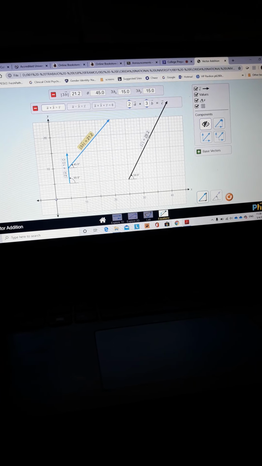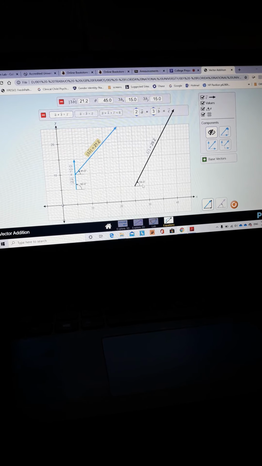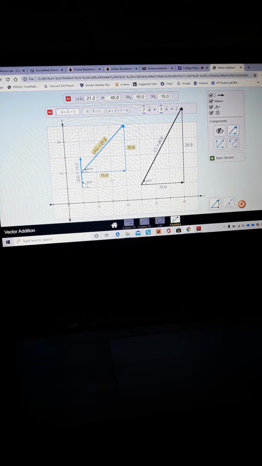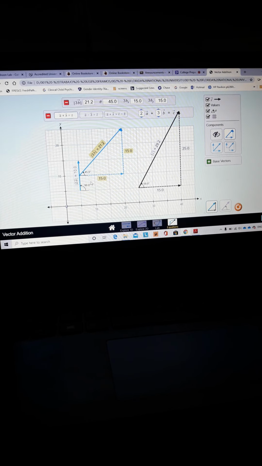Now, suppose that I want to do 2A plus 3B, and your resultant vector now is this vector of 29.2 with 59 degrees, right? If you want to find the components, here you have the components x and y of each of the vectors that are involved, right?